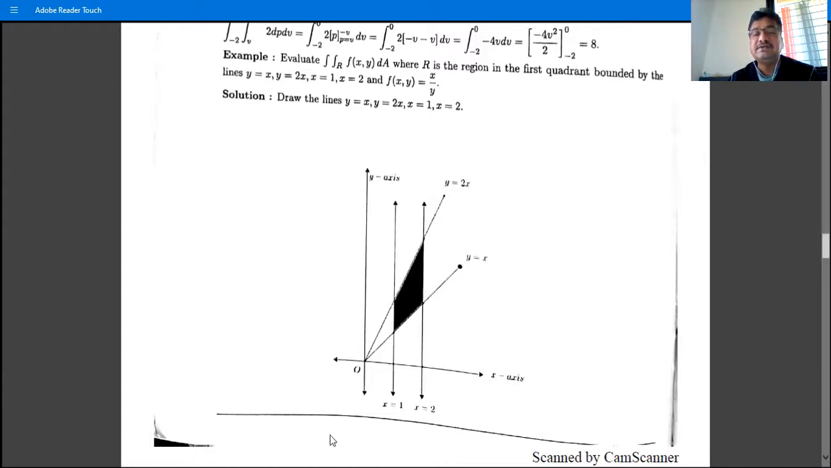y is equal to 2x is the line above, passing through the origin, but above the line y is equal to x, because its slope is 2 while the slope of y is equal to x is 1. So the line with slope 2 is above the line y is equal to x. So this is y is equal to 2x.